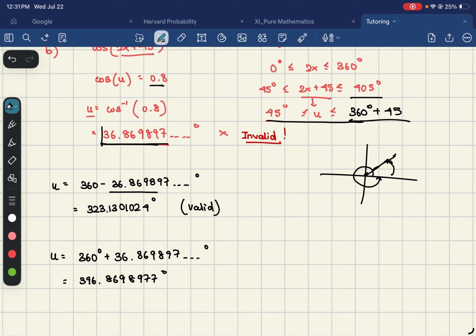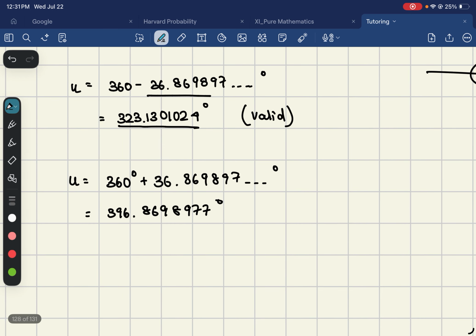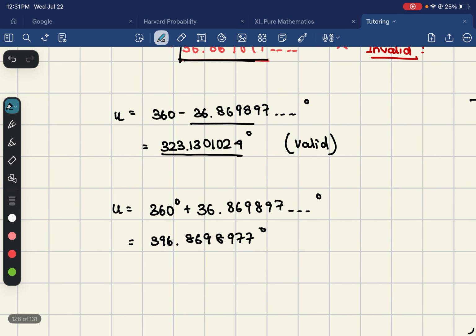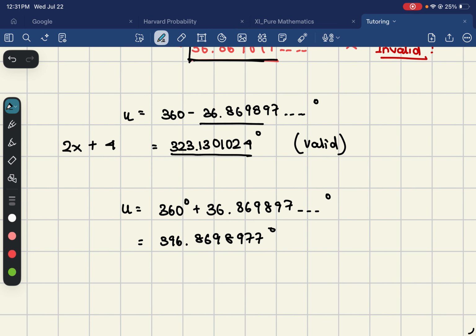And if you check any more answers, you're going to see that nothing else works, because your next valid answer will have to be in the fourth quadrant. So it has to be this plus 360, which is going to exceed 405. All right. So now that we have this, remember what u is. U is 2x plus 45. And this is valid as well.